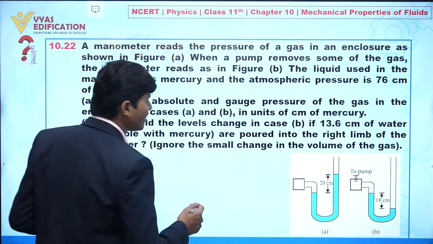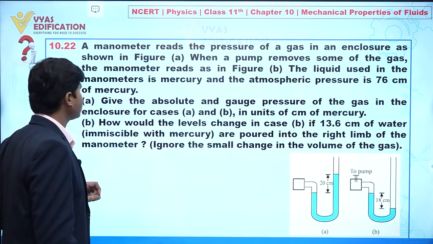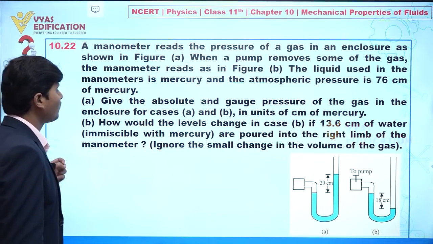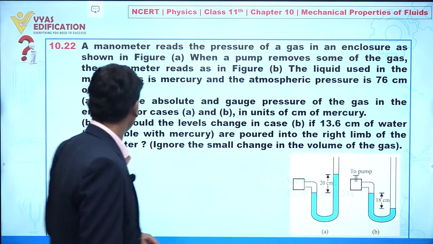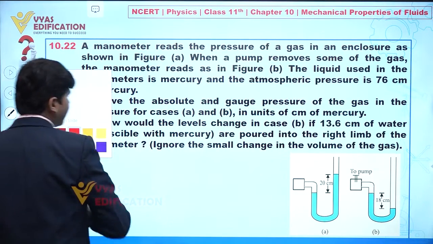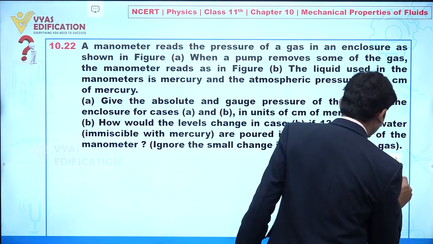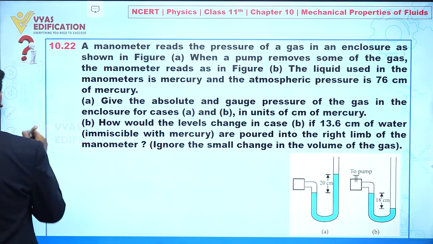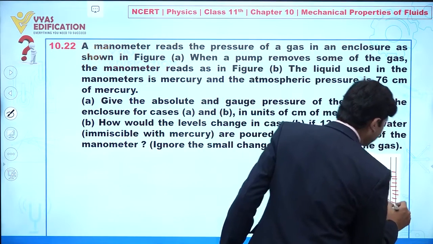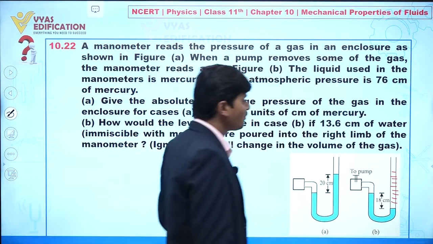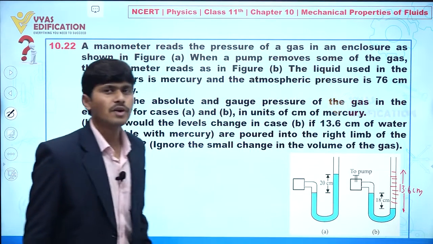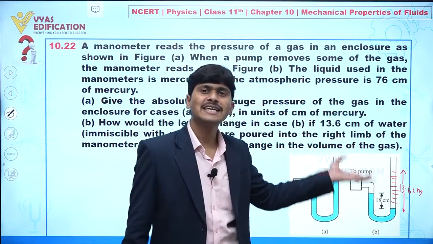Clear? So now dear student, if we see part number B, in part number B it is given how would the level change in case number B if 13.6 centimeter of water are filled into the right limb of the manometer. Clear? So now let's suppose I am filling here some water. Clear? And in this question it is given the height of this water column we have 13.6 centimeter. Clear? So what is the height of this mercury column that increases in the left limb?